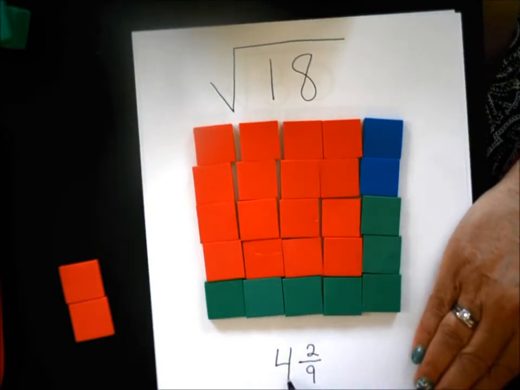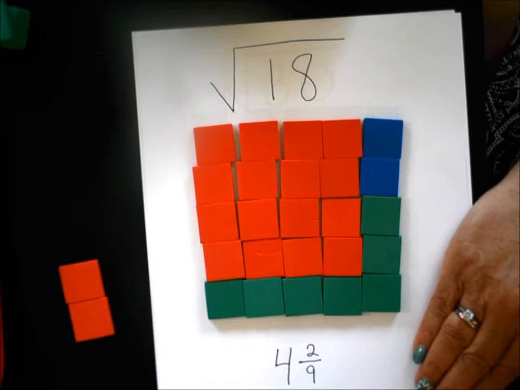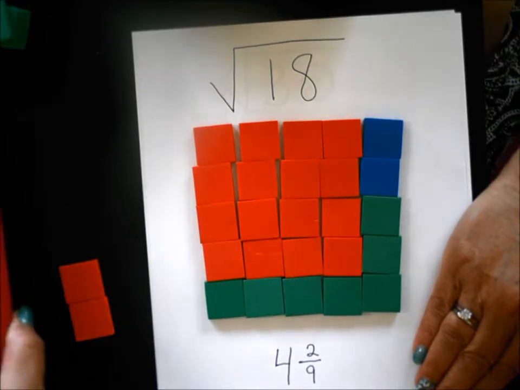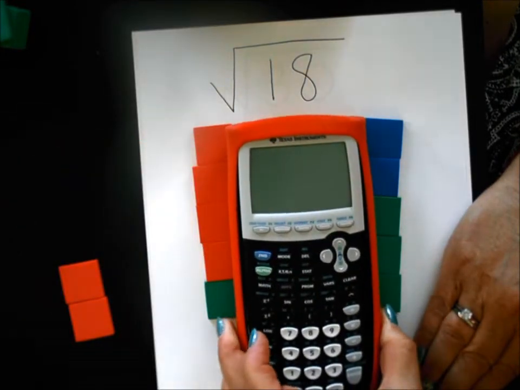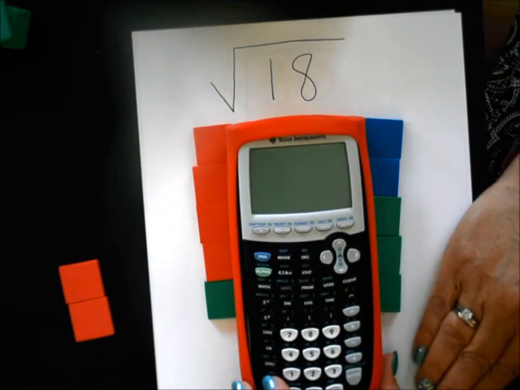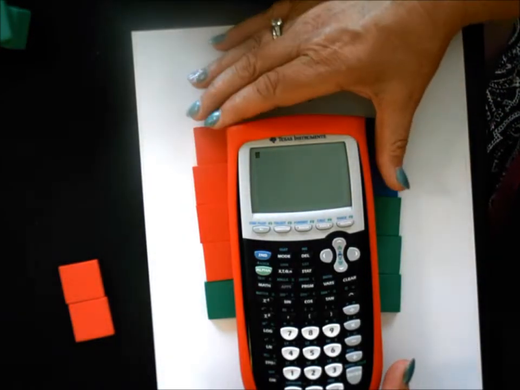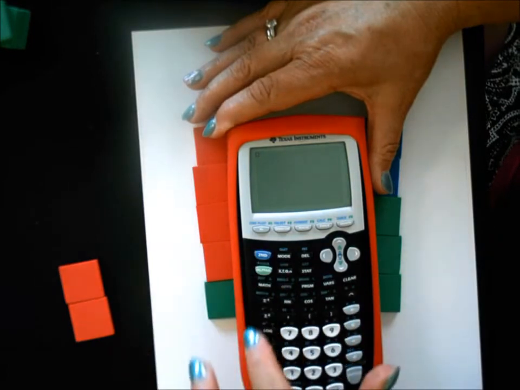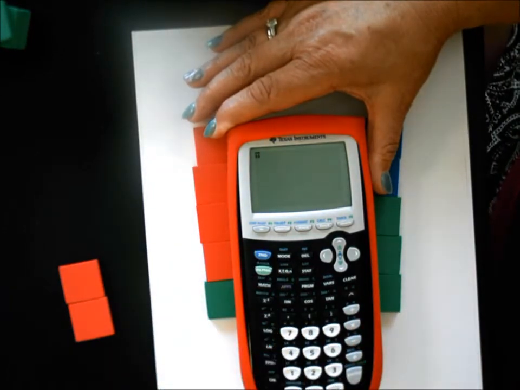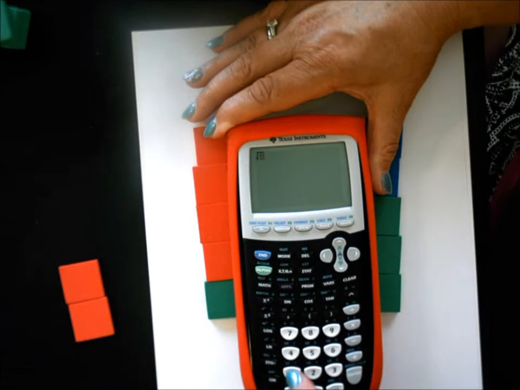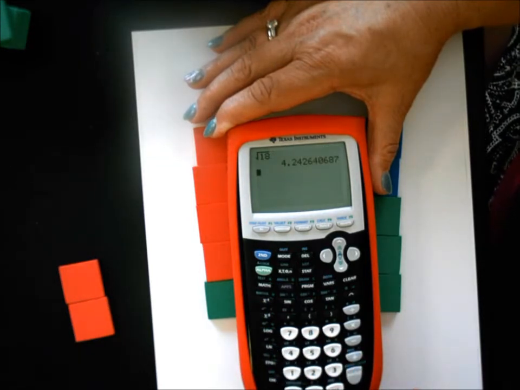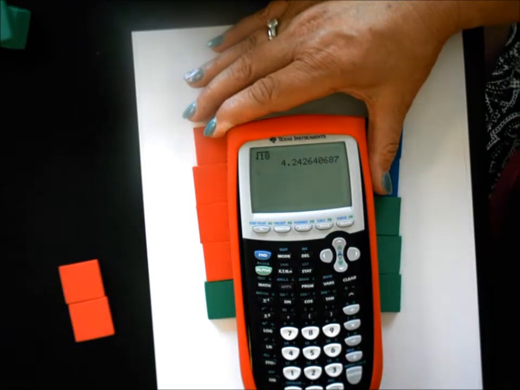I think that 4 2/9 is a pretty close estimate for the square root of 18. Let's take a look and use a calculator to do that. The first thing I'm going to do is find the square root of 18 on my calculator. And it comes out to 4.2426 and on.